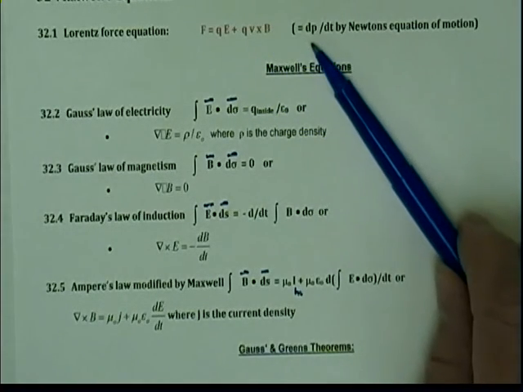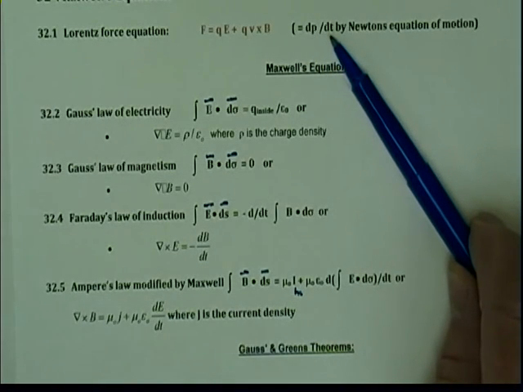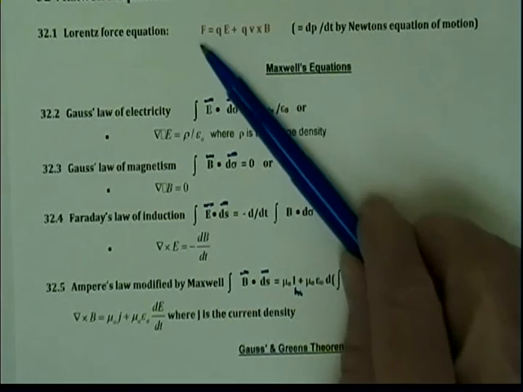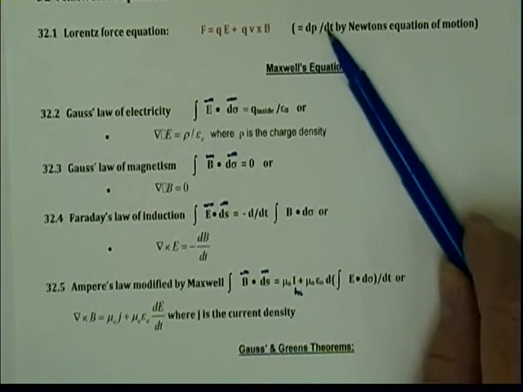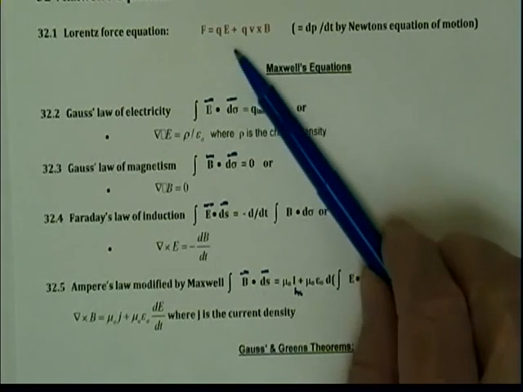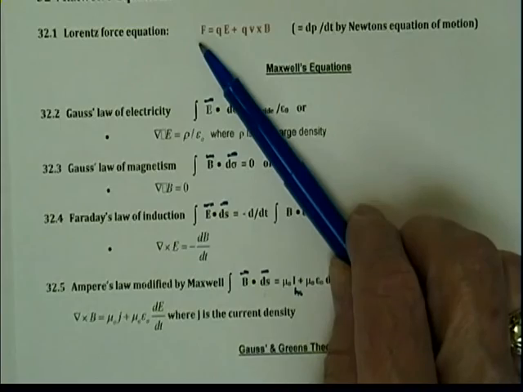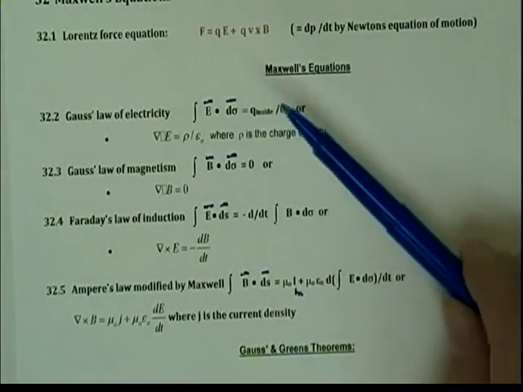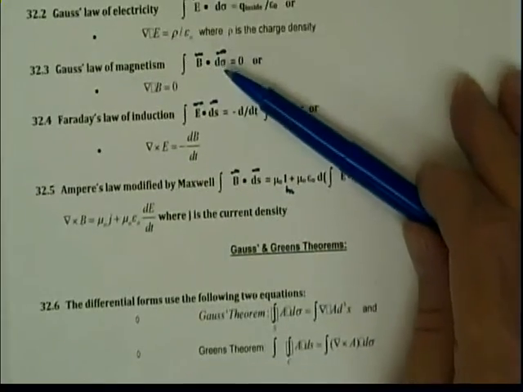This is then in turn equated to dp/dt, the time rate of change of momentum, because you recall that F is equal to mass times acceleration, or better yet, dp/dt. Now this tells us that given the electric and magnetic field, what's the force on a particle? But it does not tell us, given the particles, how they generate the electric and magnetic field.